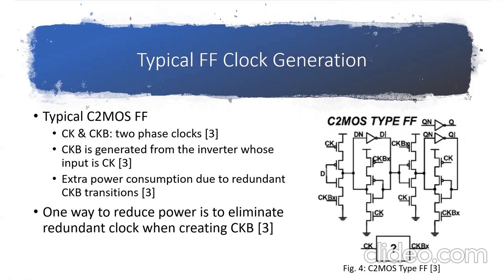The typical CMOS flip-flop uses 2 phase clocks, CK and CKB, or CK bar. CK bar is generated from the inverter, whose input, of course, is CK. In other words, for the typical flip-flop, the question mark in the figure is an inverter. This typical flip-flop causes extra power consumption due to the redundant CK bar transitions. One way to reduce power in this circuit is to eliminate redundant clock transitions when generating CKB.